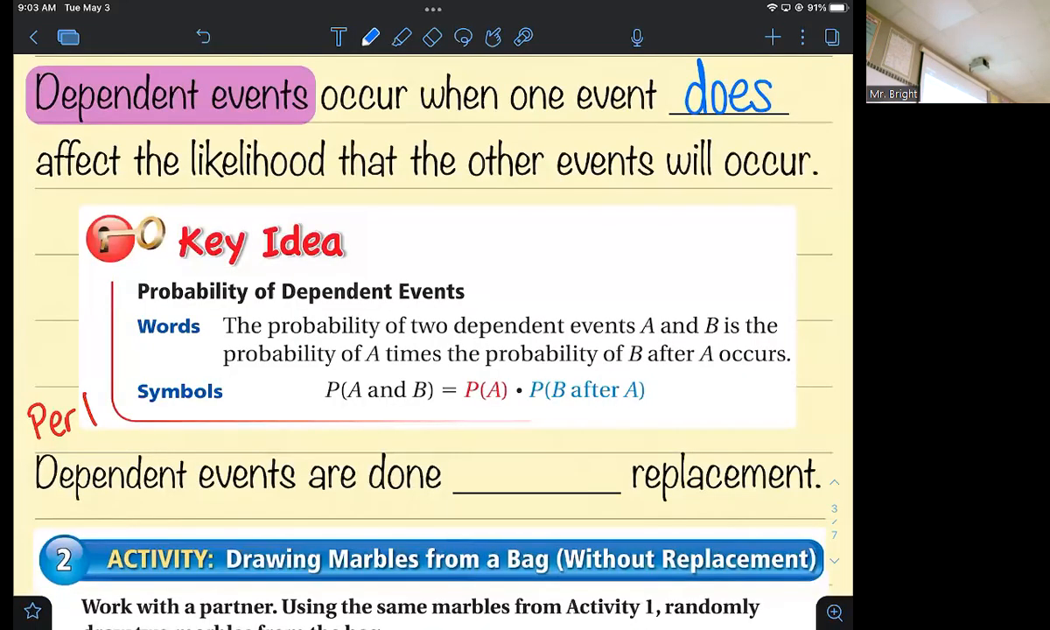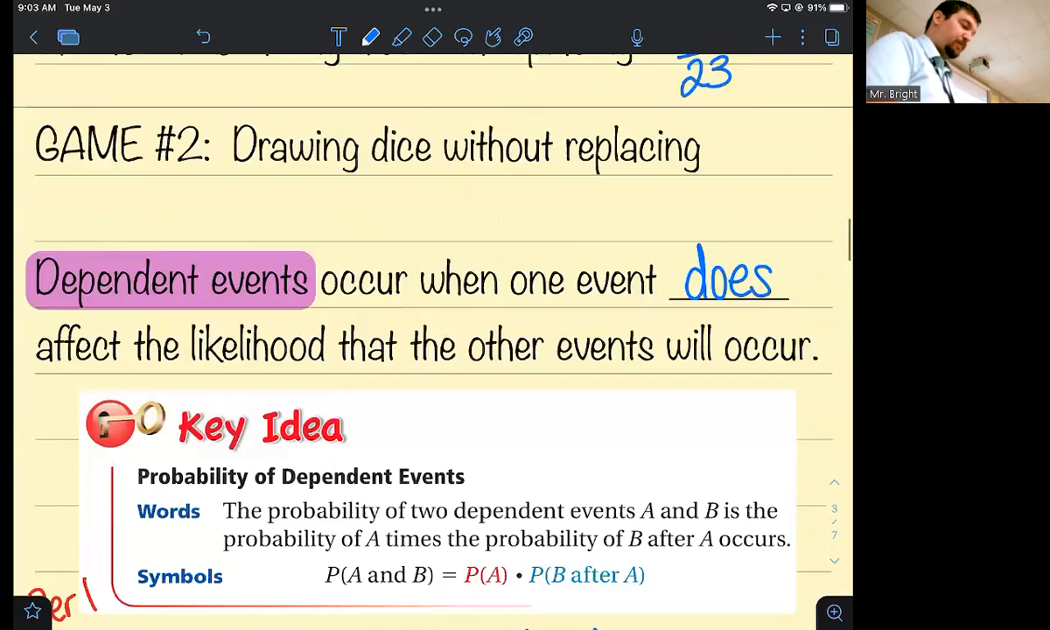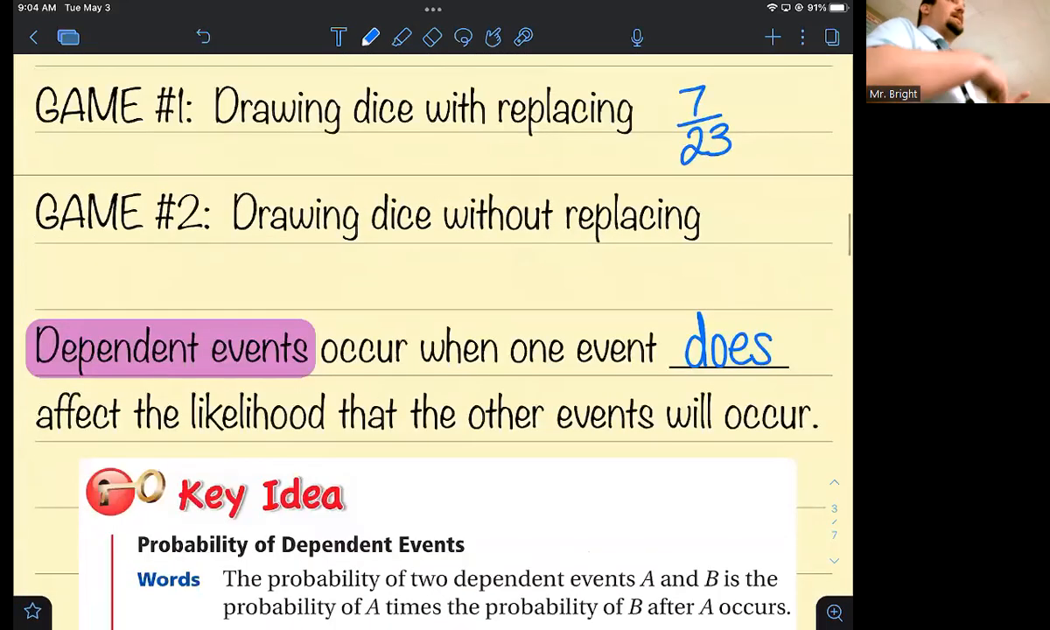Okay, so dependent events occur when one event does affect the likelihood of the other events occurring, and dependent events are done without replacement. And that was the difference between those two games. Game number 1, we replace the dice. Everybody has a 30.4% chance of winning. Game number 2, we don't replace the dice, and the probability is always changing. It's always affected. It's dependent on what happened before.